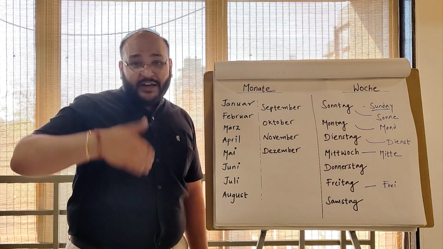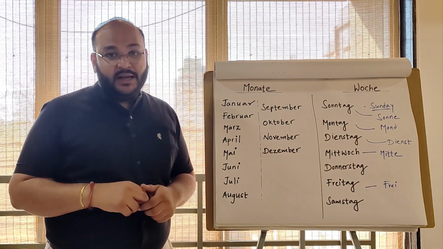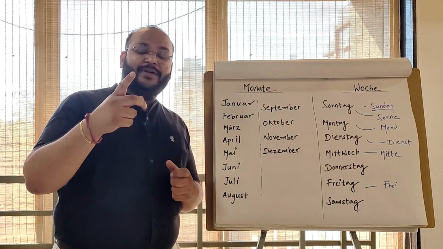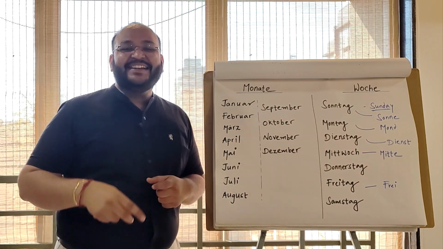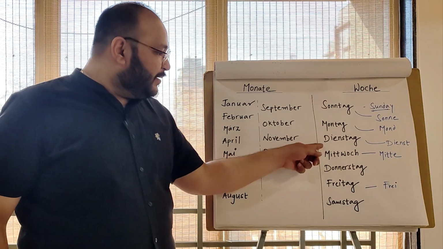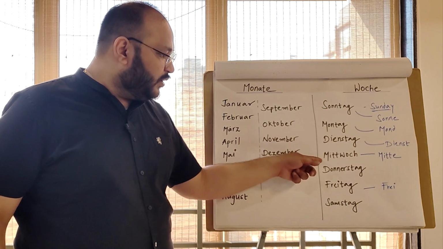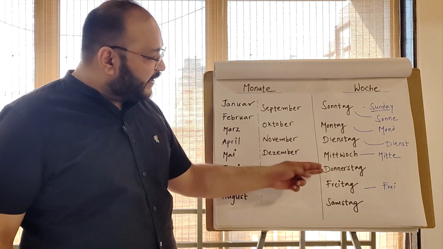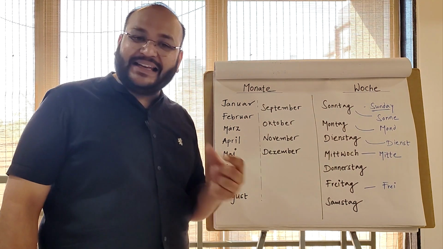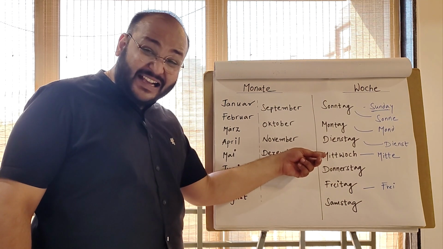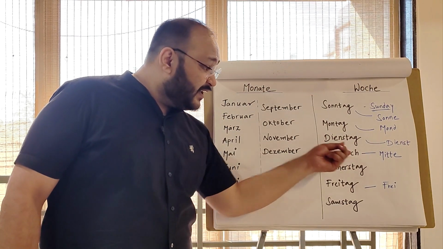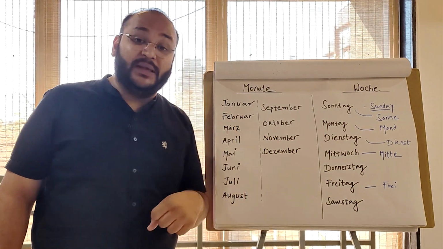Now, in one week, how many days are there? 7. So what is the exact middle number? 4th. I hope nobody said 3.5. See, above it there are 3 days, and after it there are also 3 days. So this is exactly the middle of the week. Week is called Woche and middle is called Mitte. And so Wednesday is called Mittwoch.